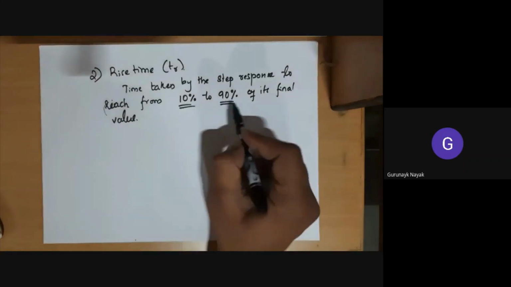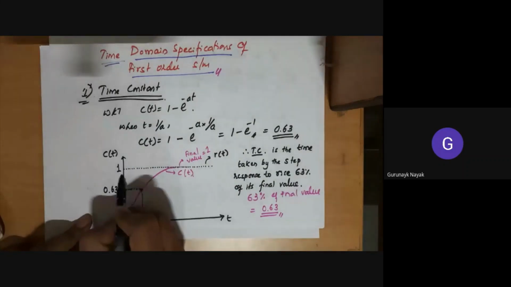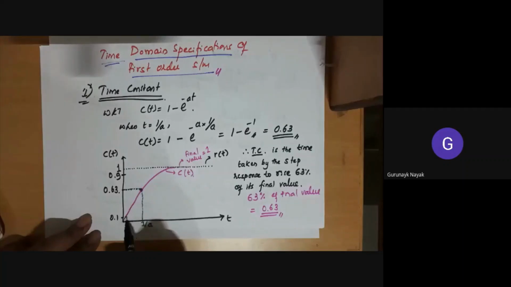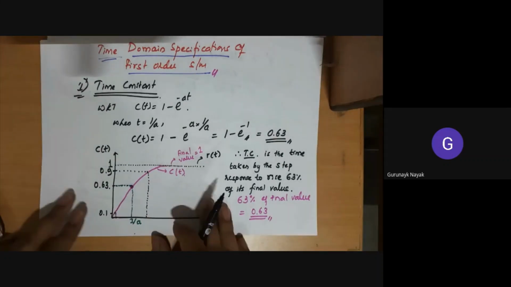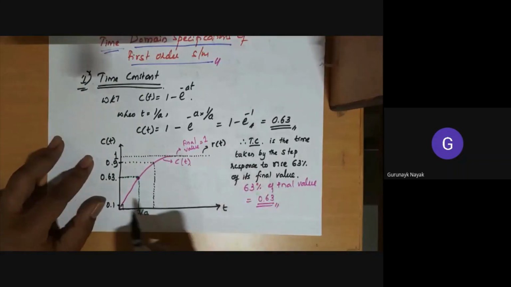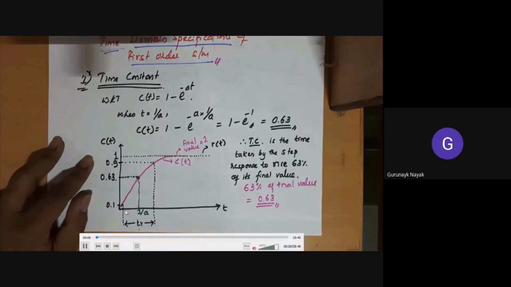So for this particular example, 10% and 90% mean 0.1 and 0.9 because our final value is 1. So 10% of the final value is 0.1 and 90% of the final value is 0.9. I am marking on the graph the time scale for 0.1 and 0.9. Just hold on for a minute. Okay, can you see this now, Ganesh? Yes, sir. Okay. So this particular time from 0.1 to 0.9, I'll mark it as TR. From here to here, TR. That is the rise time graphically.